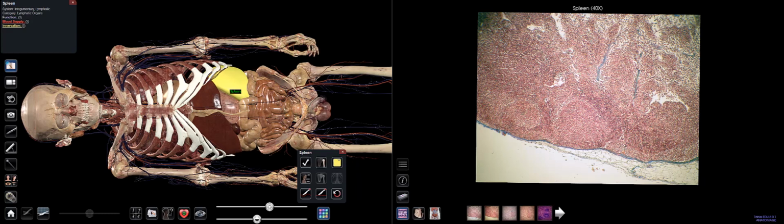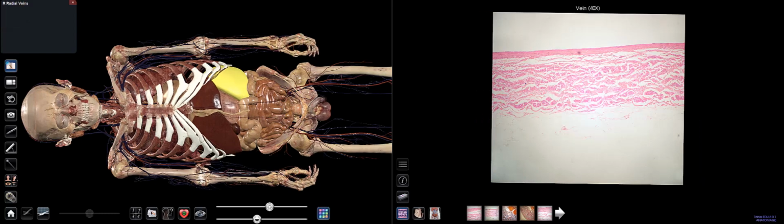A blood vessel, we click on a blood vessel here. Radial veins. There's a vein. Veins are, of course, tubes, so at the top of the picture is the lumen where the blood would be, and then the lining of it is epithelial tissue, and then underneath that is connective tissue and some smooth muscle. Veins don't have as much smooth muscle as arteries do, but it does show three different types of tissues.